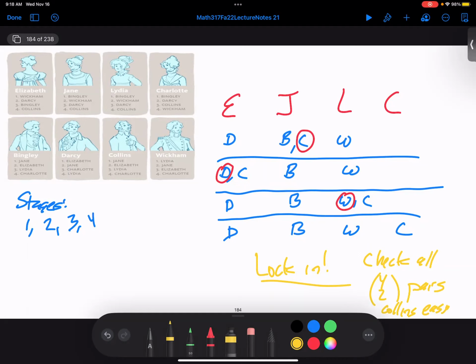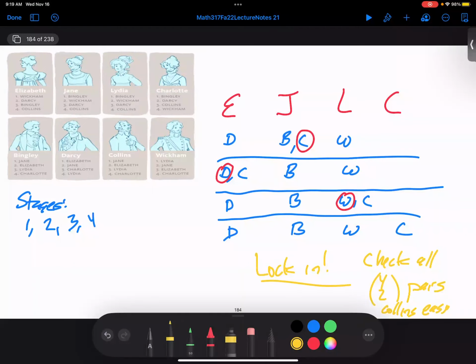So do you see how there are 6 pairs to look at? By noting that Collins is a loser, that makes it easy. By noting that Jane has her favorite, that makes it easy. I'm now down to just Elizabeth and Darcy, and Lydia and Wickham. All right, well, Wickham's number 1 choice is Lydia. So I know Wickham is not going to want to switch.